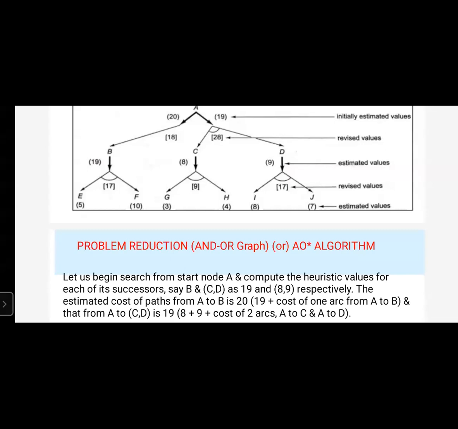Why 19? A to C is 8 and A to D is 9. So 8 plus 9 is 17. So 17 plus the cost of 2 arcs, A to C and A to D. 2 arcs. Okay.